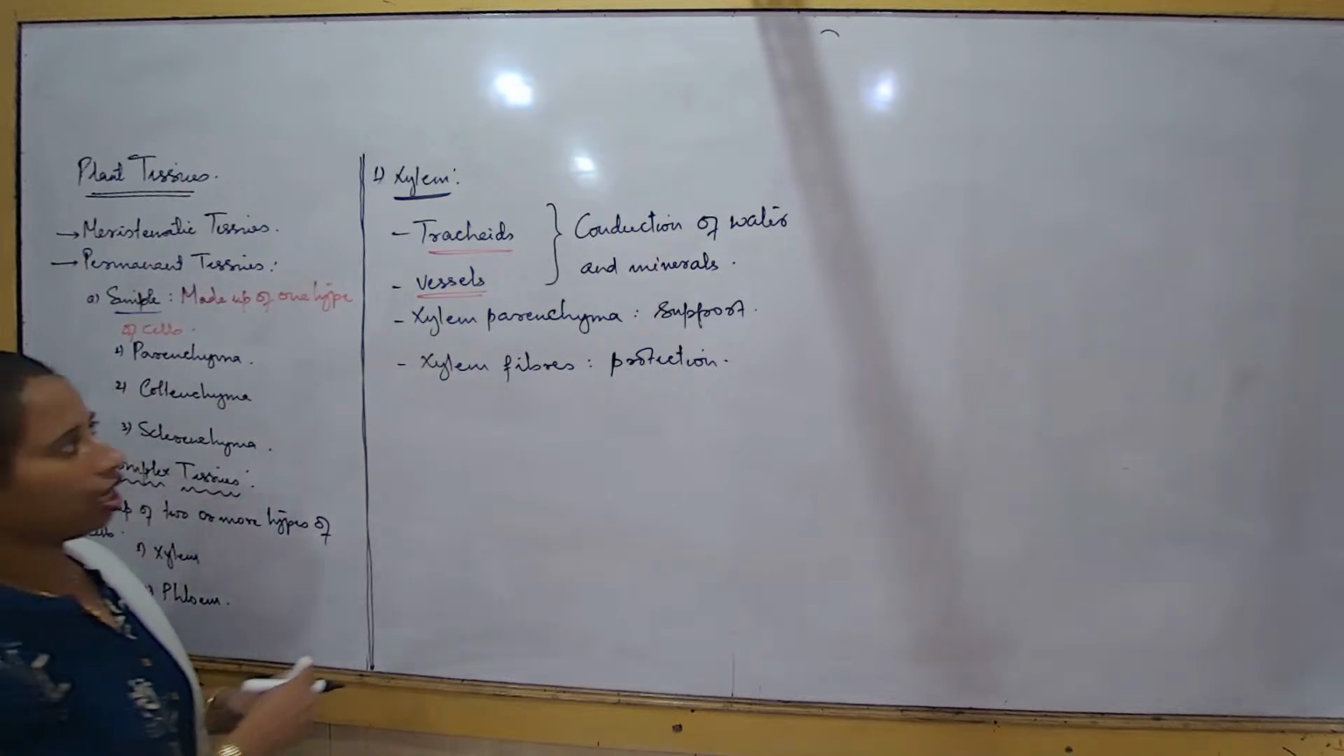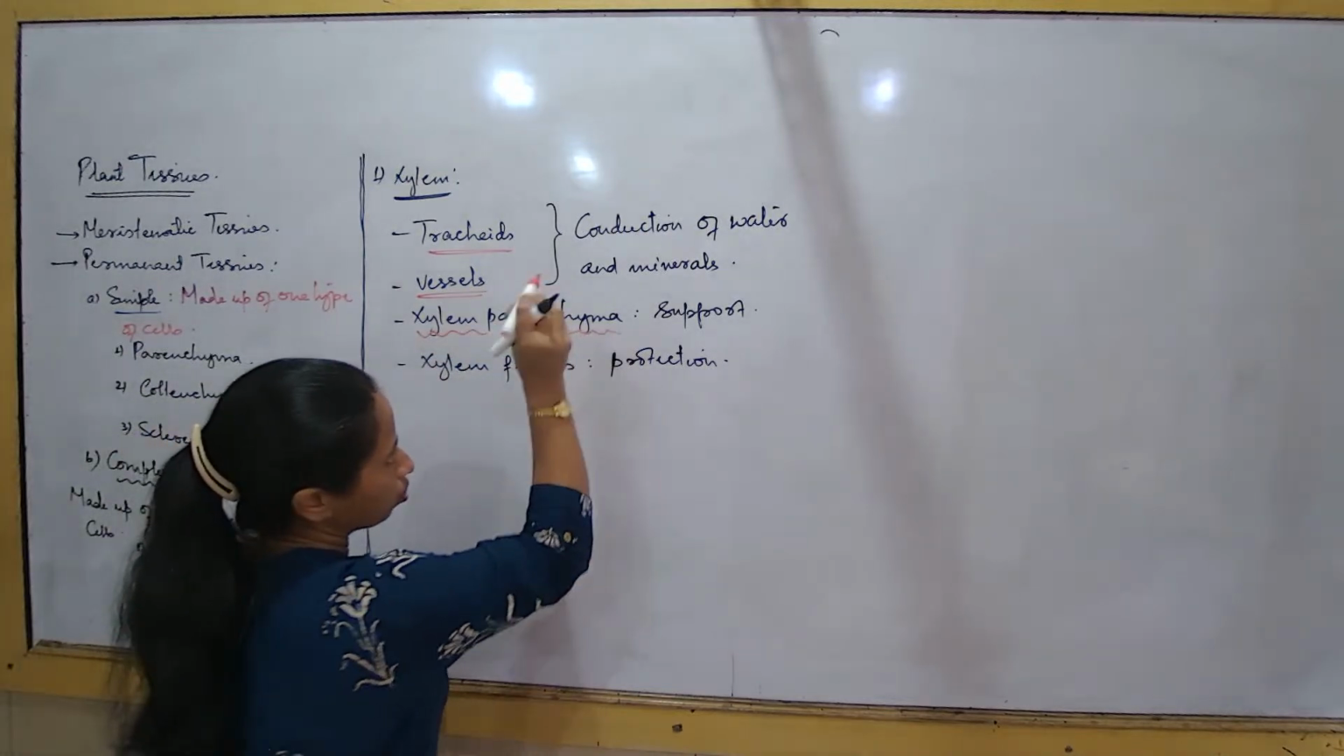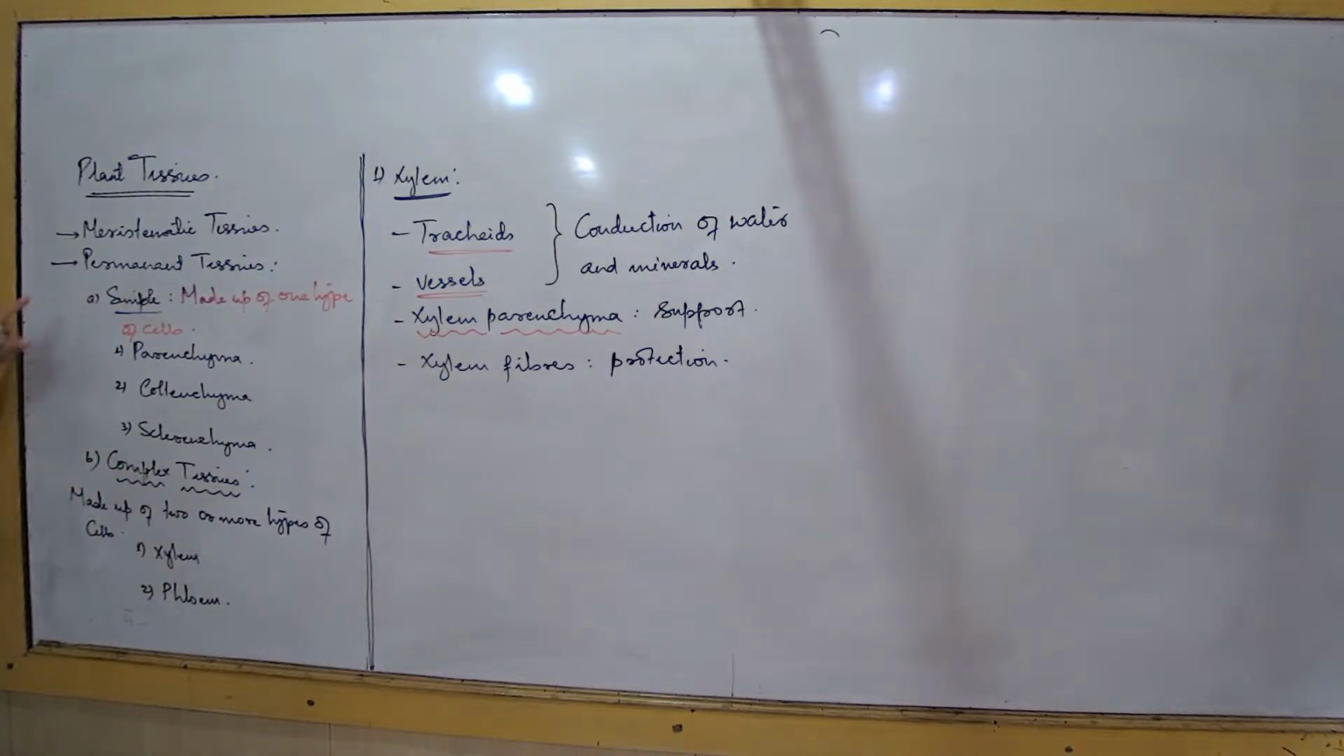Out of these, when I talk about permanent tissues, what was one basic concept to remember? What did I discuss the other day? If it is a permanent tissue, what would be the nature of the cells? The cells have lost the power of division. One major difference between meristematic cells and permanent tissue cells is that permanent tissue cells have lost the power of division.